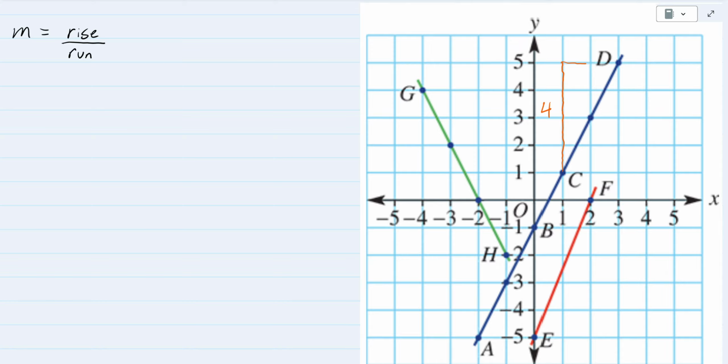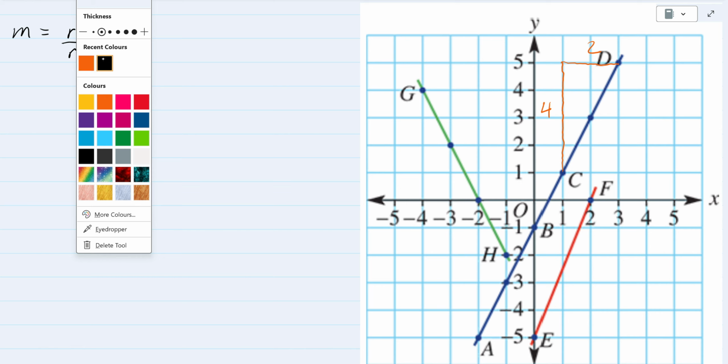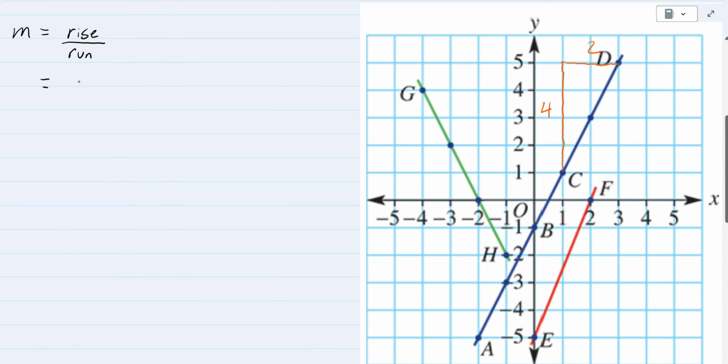Then we have to go across 1, 2. So we have a rise of 4 and a run of 2. Then 2 goes into 4 2 times. So our gradient is 2.